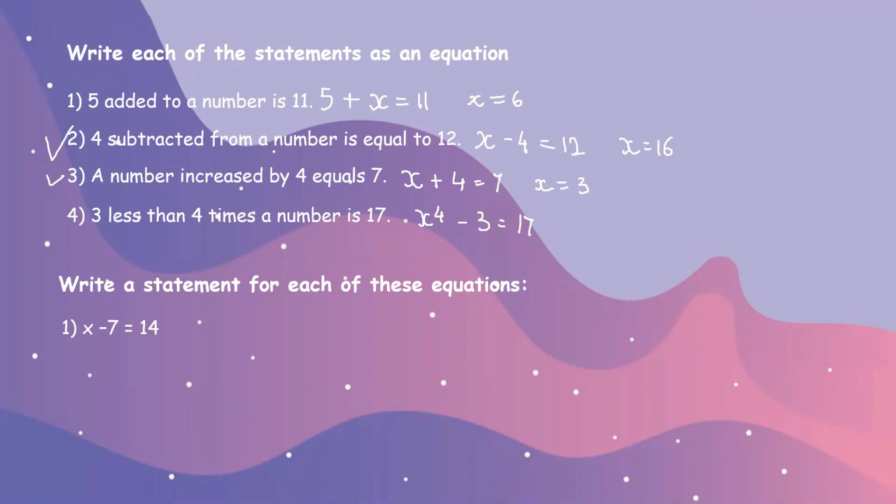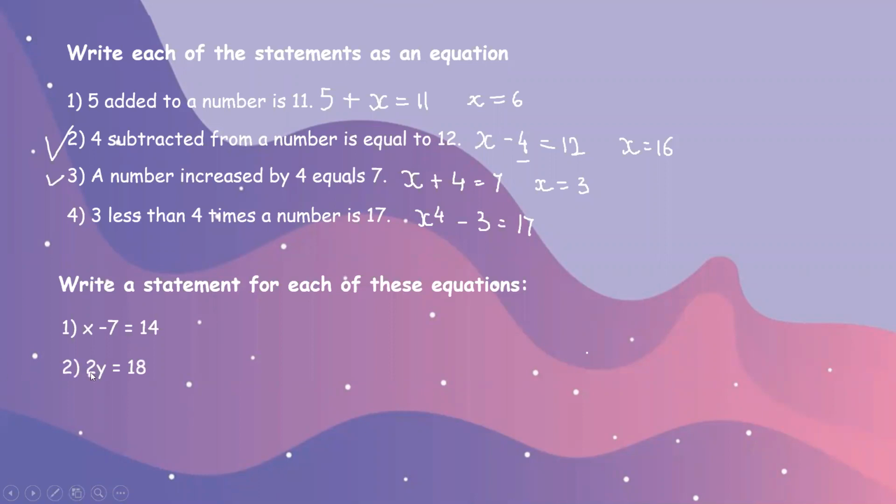A number, 4 subtracted from a number is equal to 12. Here, where is 4? 4 is in the middle. So what you can write is 7 subtracted from a number is equal to 14. Simple, right? I hope you got that.